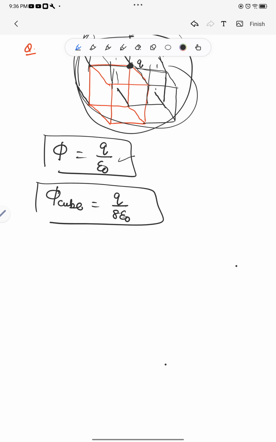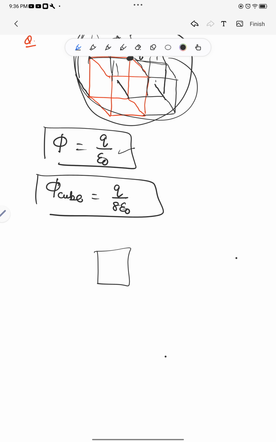That means if we have only one cube, and the charge is at the corner of this cube, then the flux through this whole cube will be q by 8 epsilon naught, because we require a total of 8 cubes like this to keep this charge inside. If the whole larger cube is considered, the total flux will be q by epsilon naught. So the flux through a smaller, single cube will be q by 8 epsilon naught.